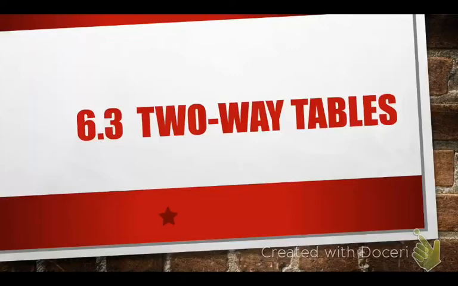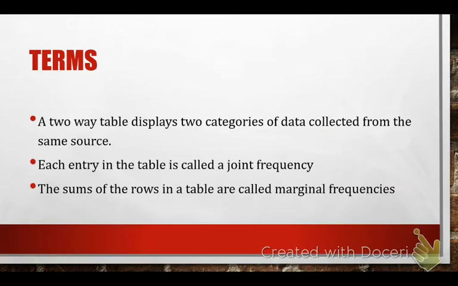All right, so today we're in section 6.3, two-way tables. Do I have any blanks in the notes part up here? Okay, so they display two categories of data collected from the same source. So we'll see some examples of that in just a minute. But it's two categories of data collected from the same source.